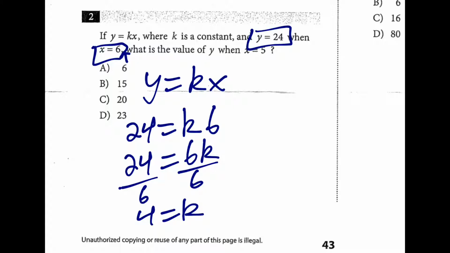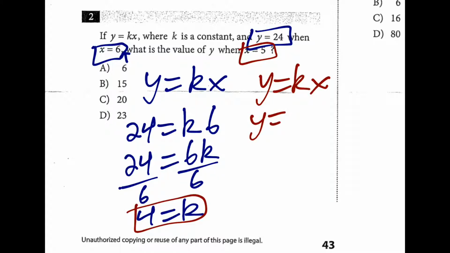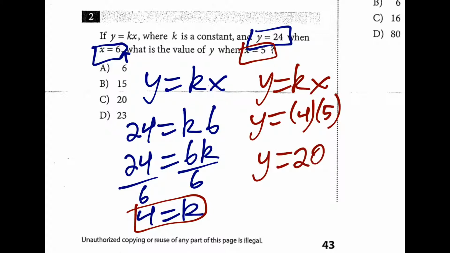Then we start our second problem, y is equal to kx once again. And we use x equals 5 and 4 equals k. So when we substitute, it becomes 4 times 5. And we get 20.